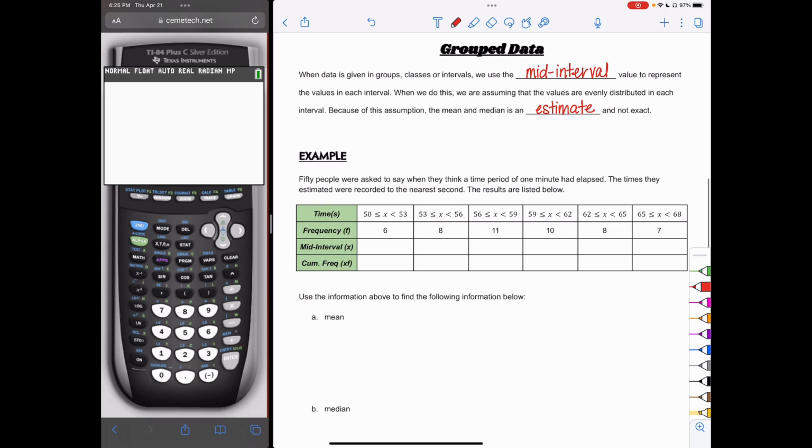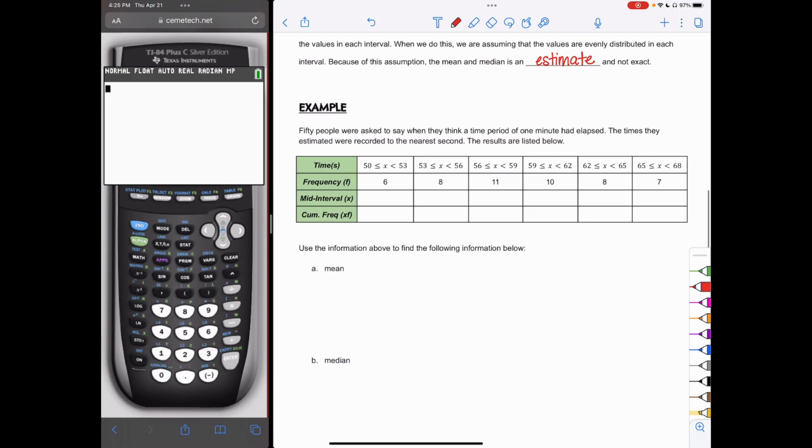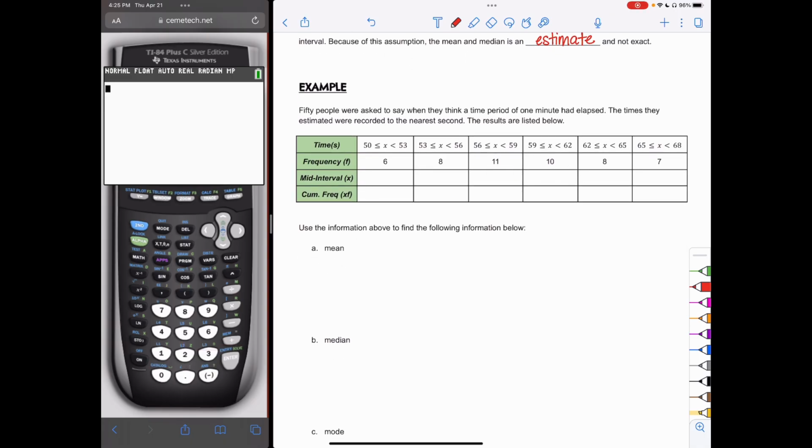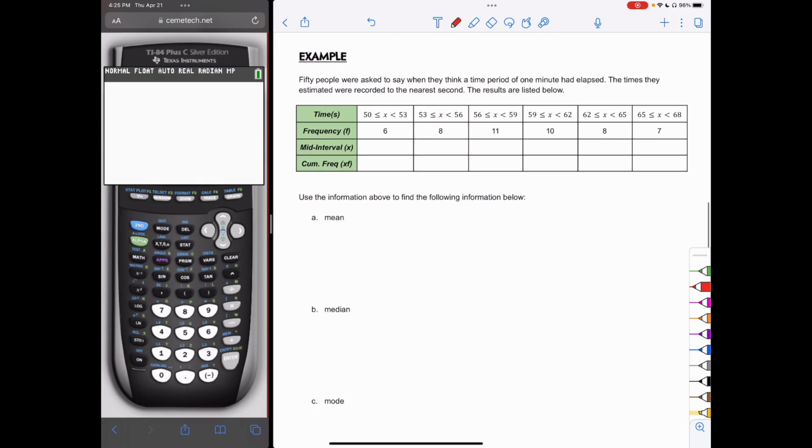So let's look at an example here. It says 50 people were asked to say when they think a time period of 1 minute had elapsed. The times they estimated were recorded to the nearest second. The results are listed below. So here, we're going to use this information to find the mean, median, and mode. Here, we will see that we have the following times, and our times are going to be in ranges.